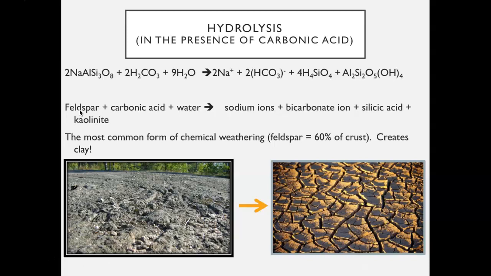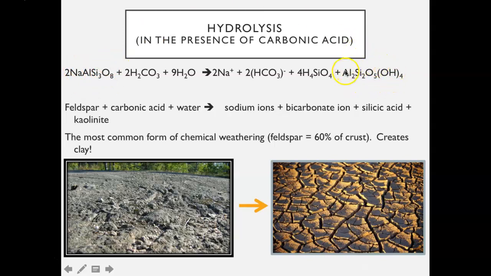So feldspar is an aluminosilicate. We can see aluminum in here, and the Si and the O are the silicate parts, so we call it an aluminosilicate. In the presence of carbonic acid, and it needs to get wet with water, what's going to happen is the sodium is going to be bopped out of this formula and water is added in.